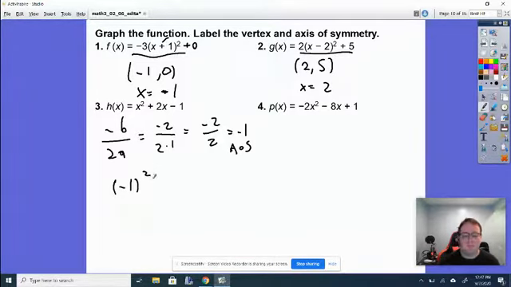I don't want a negative in the end. Okay, plus 2 times -1 minus 1. So this is going to turn to 1. It's going to turn into minus 2, minus 1. So we're going to have negative 2. So my vertex is at negative 1, negative 2.